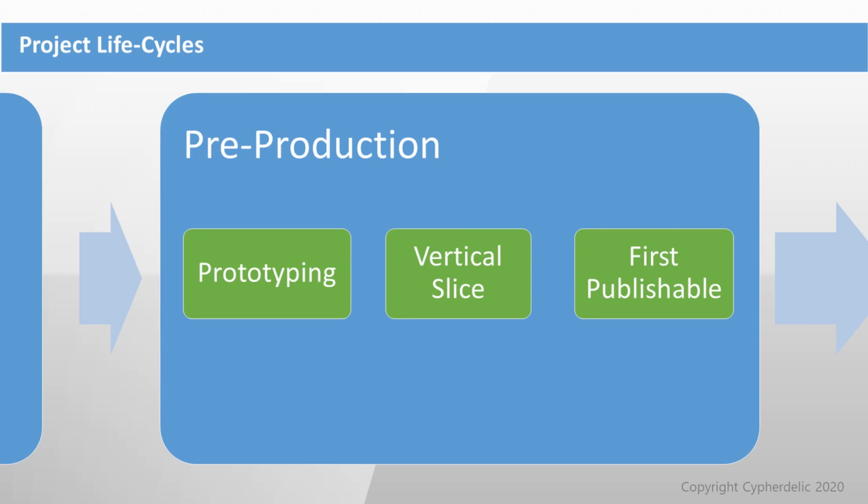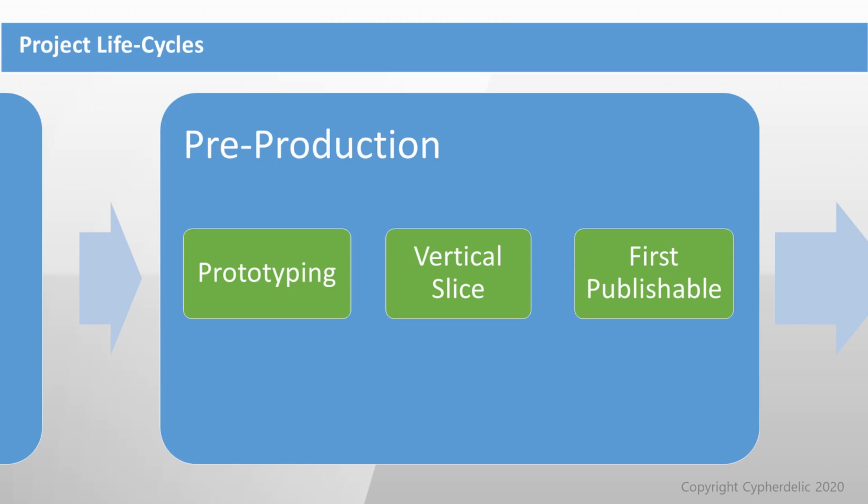And the first of those is prototyping. The second is the vertical slice. And the third is first publishable. And you might hear different terminology for those, but they are reasonably common across a large part of the industry. And we'll go through those in detail, what they mean. But we're going to look at prototyping first.